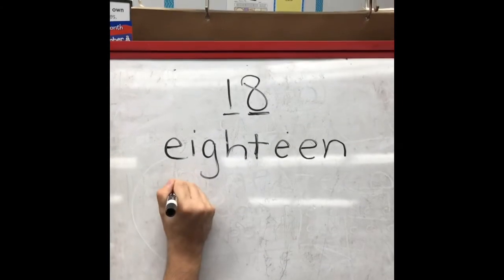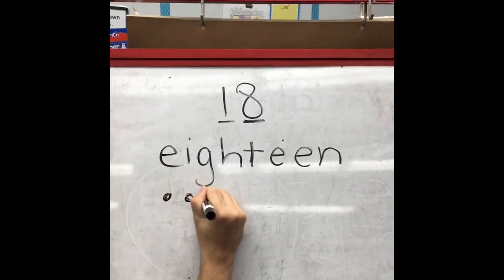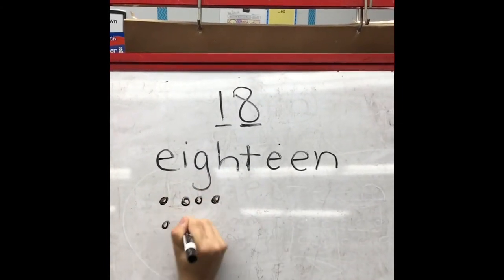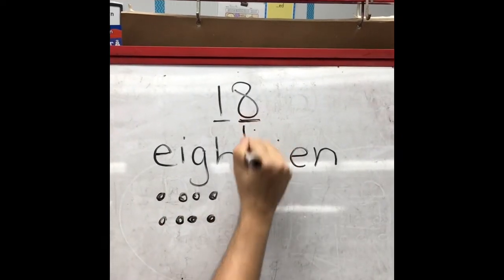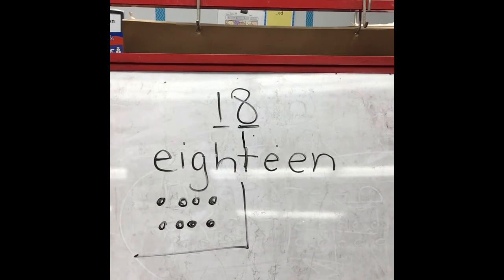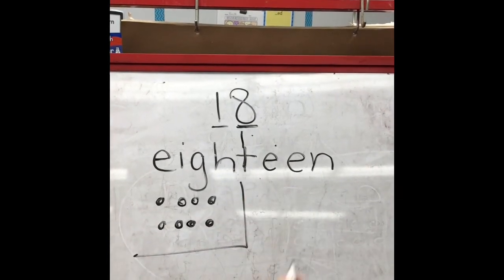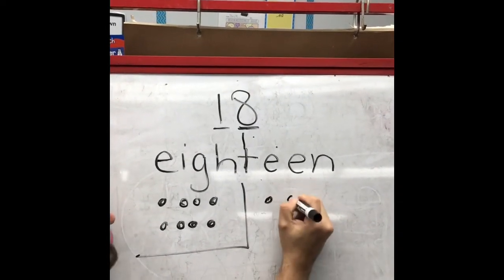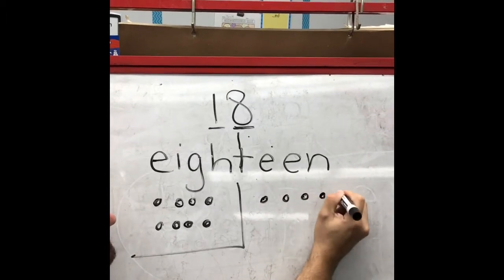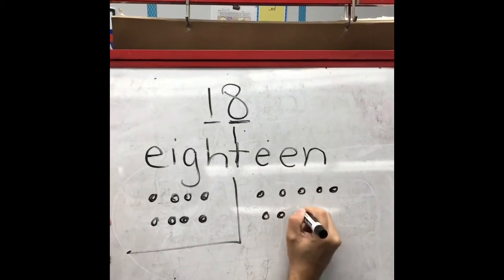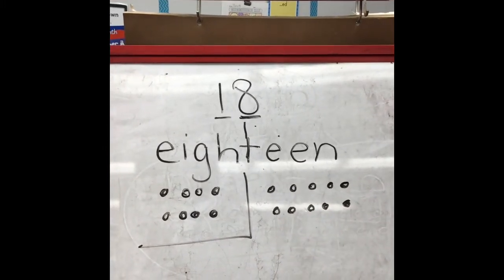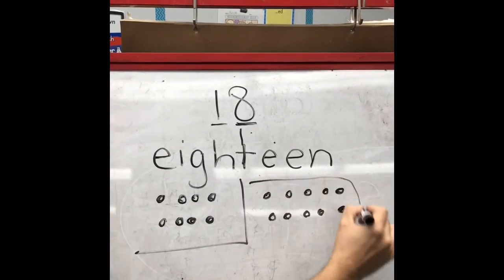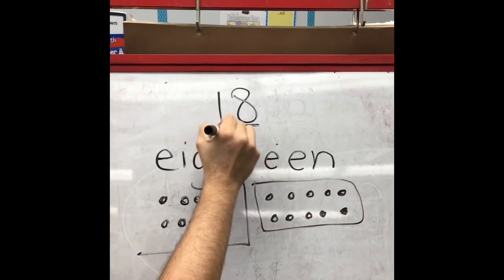So for this we draw our little pictures. I'm going to draw 8 first because 8 is first in our word. So there is the 8 picture. And then teen we know means 10, so I'm going to go ahead and draw 10 here, because I told you that 10 is such an important number. Once you get a 10, it does bump this number up a little bit.